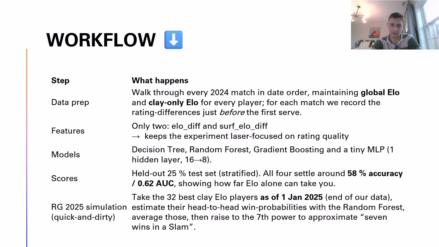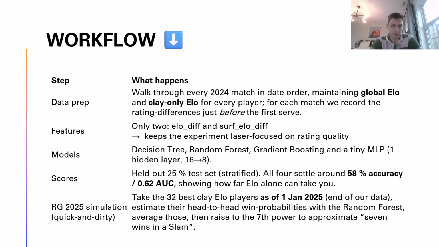network, a multi-layer perceptron. I'm going to be holding out 25% of the 2024 games as a testing set, stratified, so that we can test across the year. And all four settle around 58% accuracy for the first round of training. This is just showing you how far you can go with just ELO.